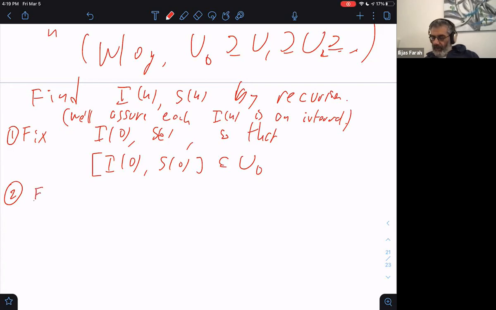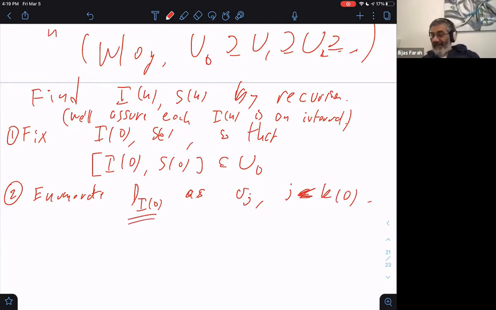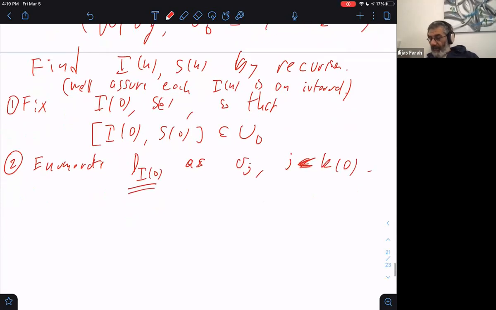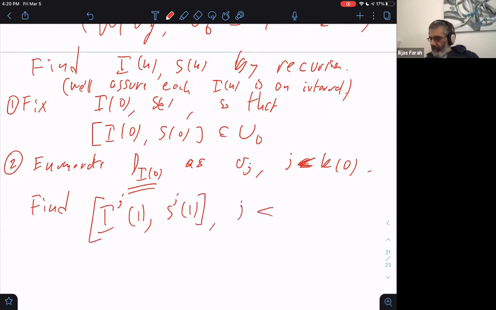Now, enumerate the set of restrictions to I_0 as V_j for j less than k_0. This is an important point: this is a finite set, because it is a product of finitely many finite sets. So we just enumerate its elements. And now find I_j^1 and S_j^1 for j less than k_0 as follows.